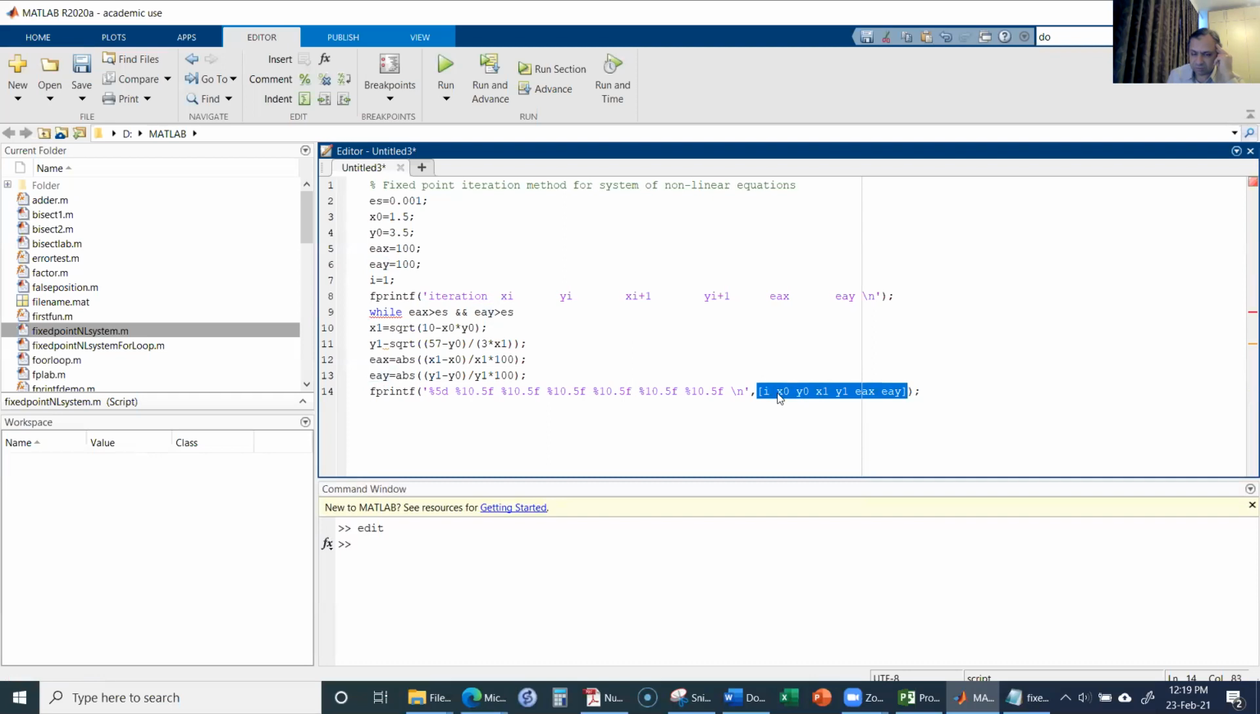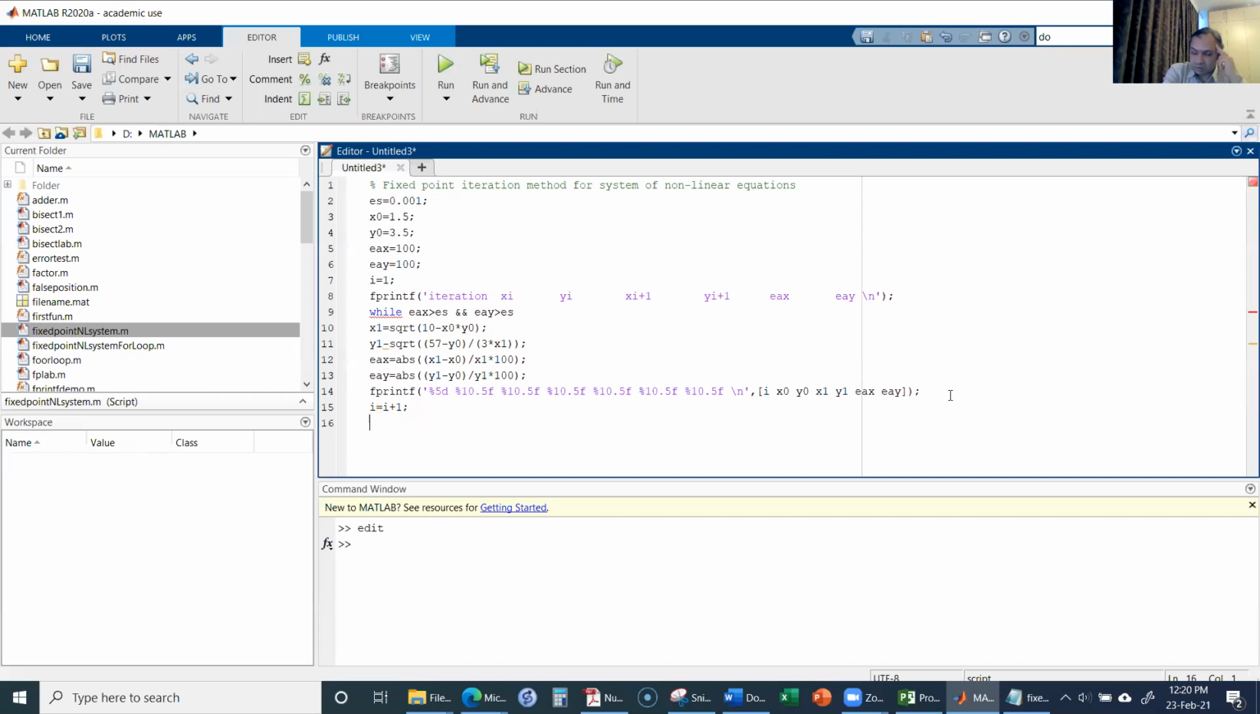So how many bracket values? x naught was already defined here. y naught was already defined here, and then x1 was found from here, y1 was found from here. Similarly, EAX and EAY were calculated here. Once these values are printed, we have to update our iterations. So I will be iterated by 1, I is equal to I plus 1. That will give us the second iteration value.